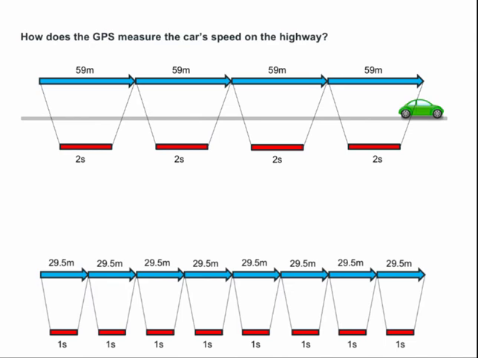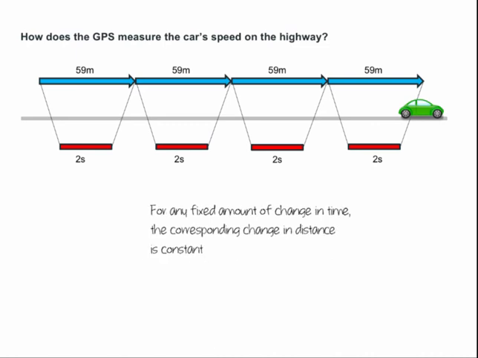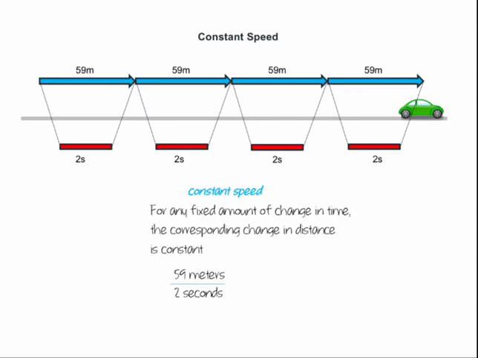Another way to say this is, for any fixed amount of change in time, the corresponding change in distance is constant. In the first case, for every 2-second change in time, there is a 59-meter change in distance. This means that for any 2-second change in time, the car will travel 59 meters. So, the speed of the car is a constant 59 meters per 2 seconds. And this is what it means for the car to be moving at a constant speed.